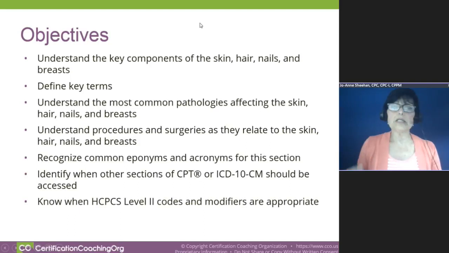So today we're going to understand the key components of the skin, the nails, the breasts. We will define key terms. We'll try to understand the most common pathologies affecting the skin, the hair, the nails, and the breasts. We will understand procedures and surgeries that relate to the skin, hair, nails, and breasts. We will recognize common eponyms and acronyms for this section and identify when other sections of the CPT or ICD-10 should be accessed. Also, we will cover the HCPCS Level II codes and modifiers that are appropriate for integumentary.